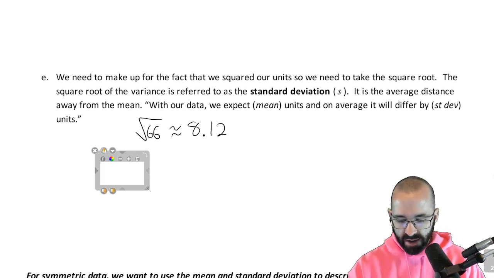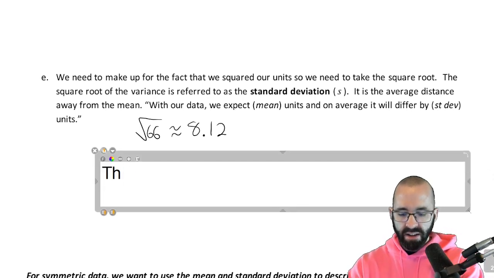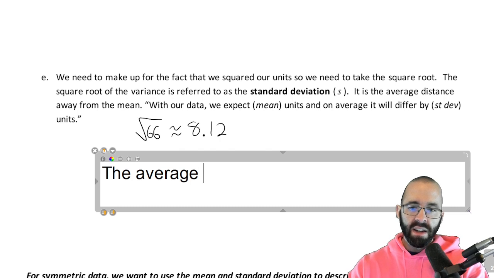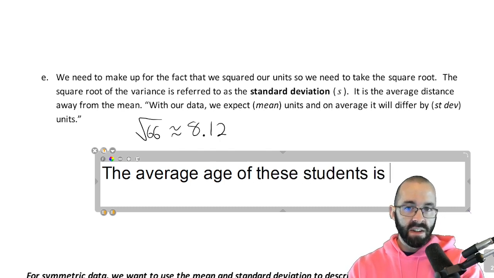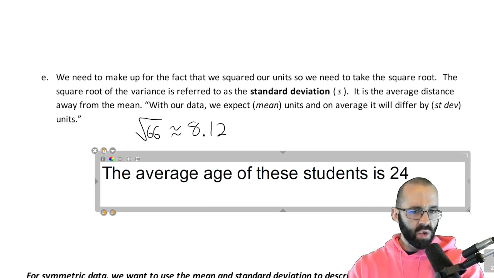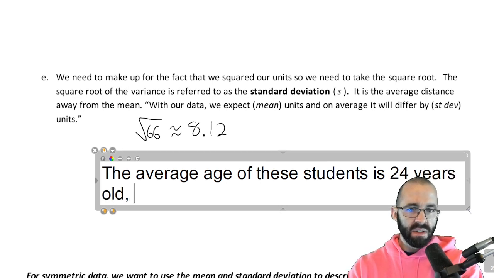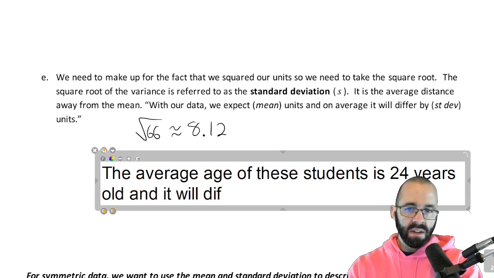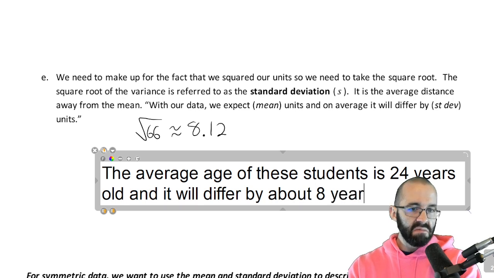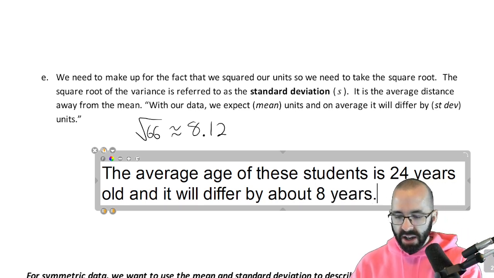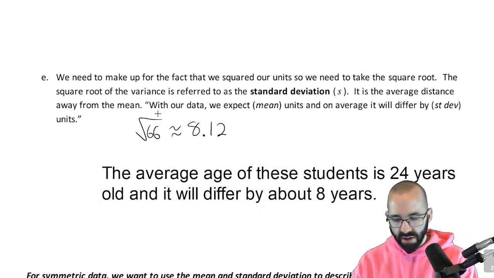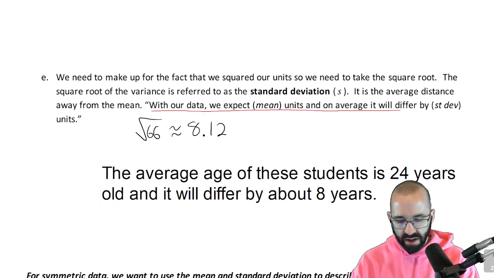We can summarize it and say, the average age of these students is, we said 24 years old, and it will differ by about 8 years on average. So that's how you can interpret standard deviation with this sentence right here.